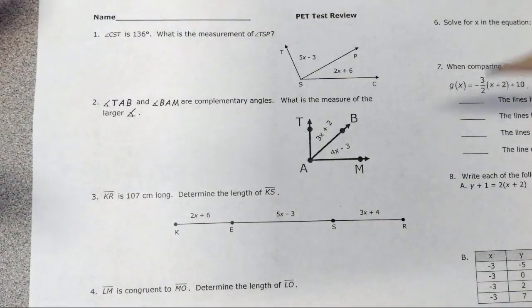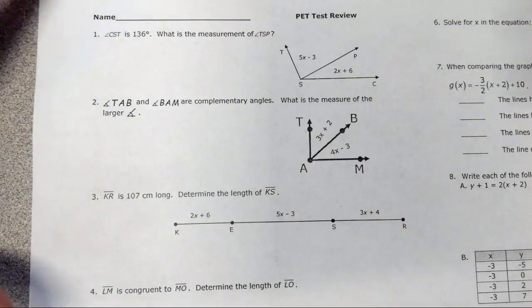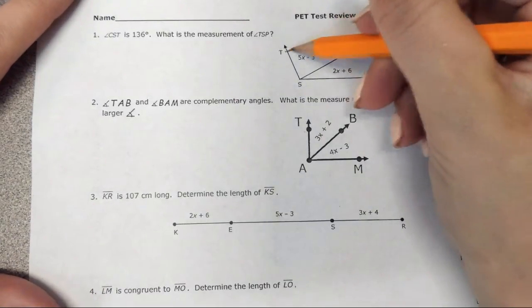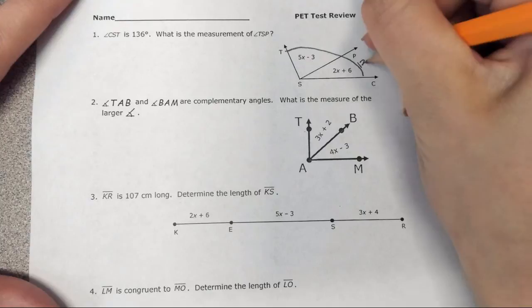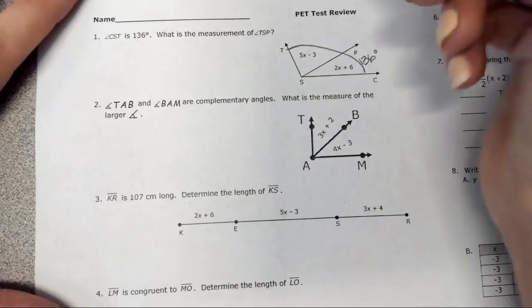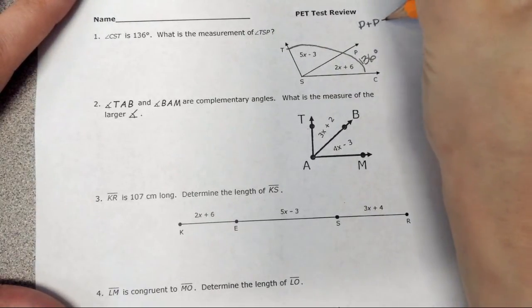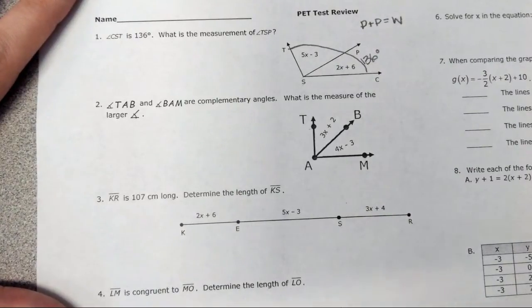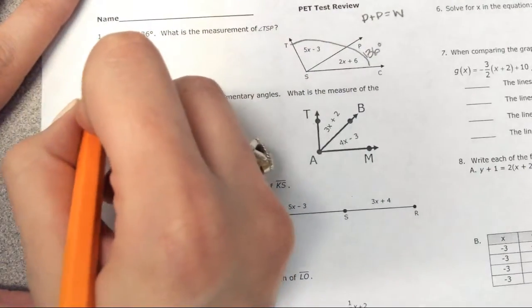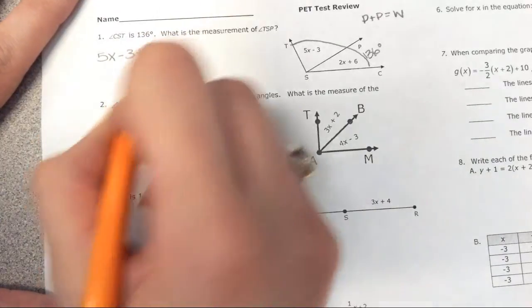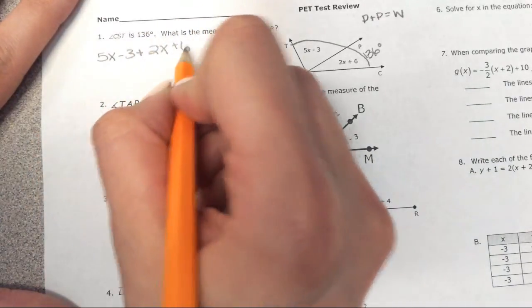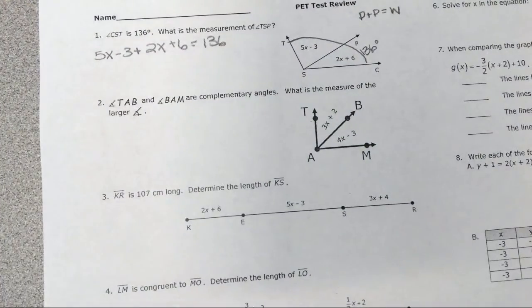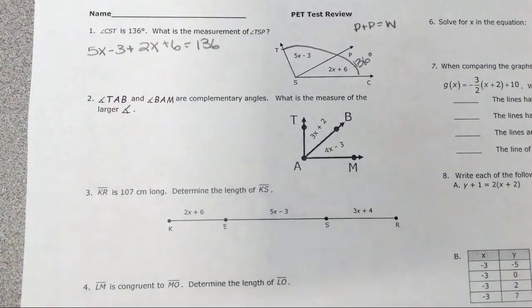So here we are looking for angle CST. So this whole thing is 136 degrees. It's important to remember the formula that part plus part equals whole. They've given us the whole, so we're going to take both of our parts: 5x minus 3 plus 2x plus 6 equals 136. I recommend just using your calculator for these. It keeps you from making silly mistakes, or you can solve it by hand and just use your calculator to check.